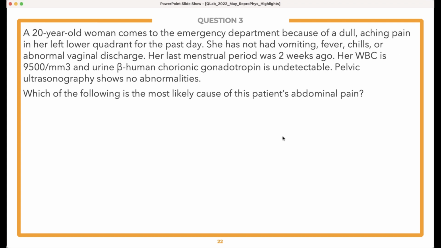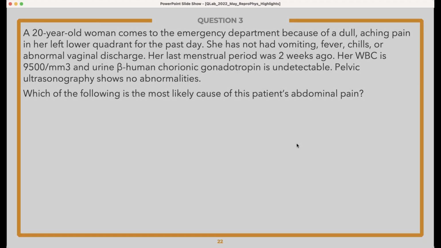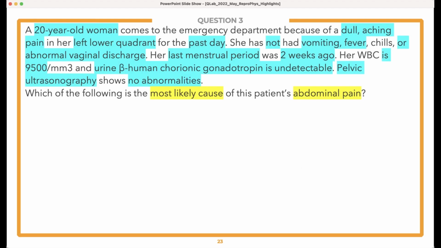Thank you, Jeff. So we'll go ahead and take a look at this question now. Now we've got more of a clinical scenario, a clinical vignette. And we've got a 20-year-old woman, so we want to make note of those demographics. Why is she coming to the ER? Well, dull, achy pain in the left lower quadrant. Very important presenting signs. They also tell us how long it's been going on for, the past day. They give us some more important signs and symptoms, and they tell us about her menstrual history.